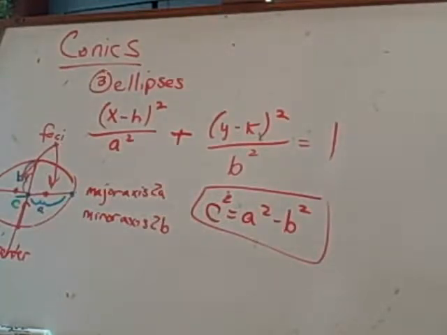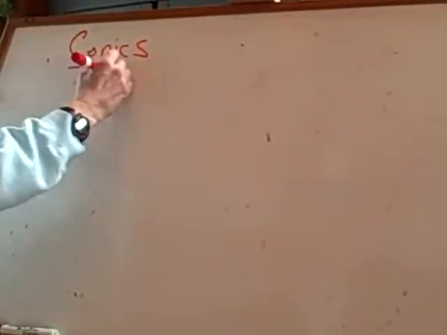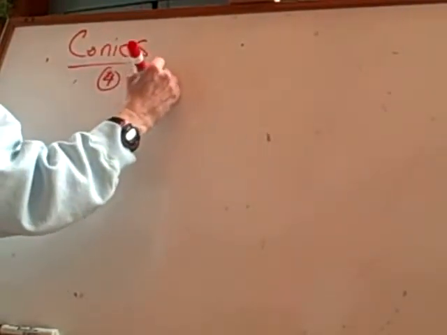So let's see. First was parabolas, second was circles, third is ellipses, and fourth is going to be what are called hyperbolas. Can I erase this? Yes. Okay. So let's look at hyperbolas. Very, very similar. The fourth type is called a hyperbola.